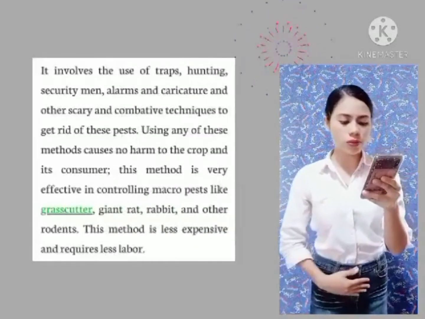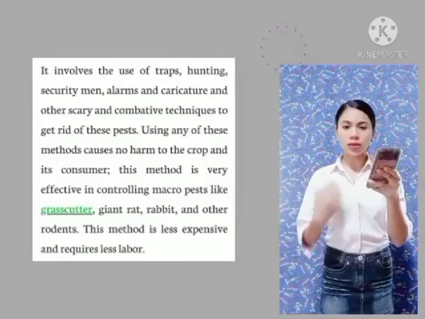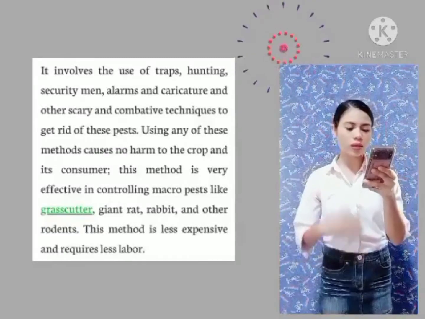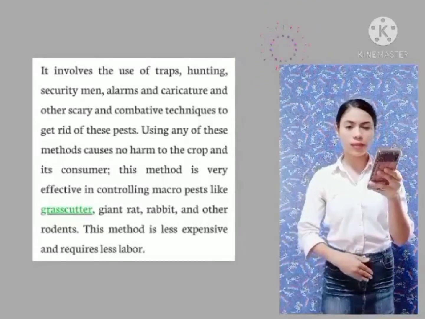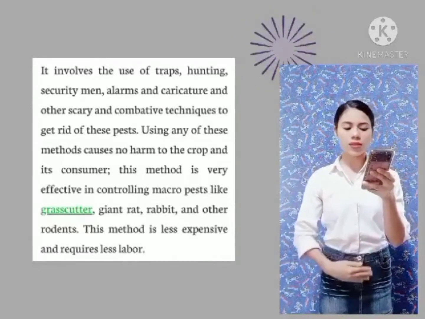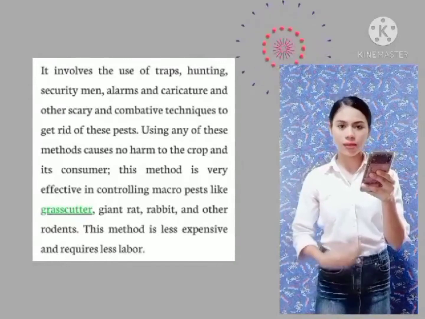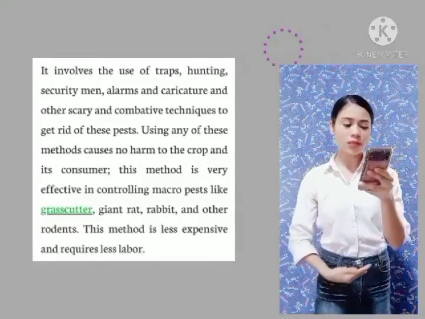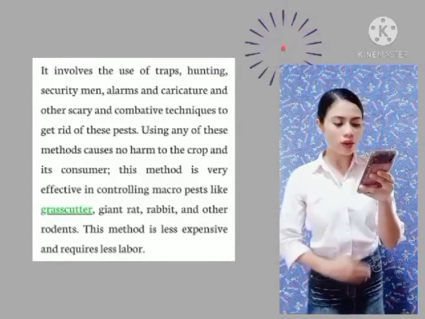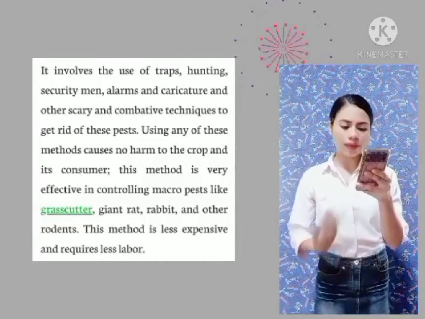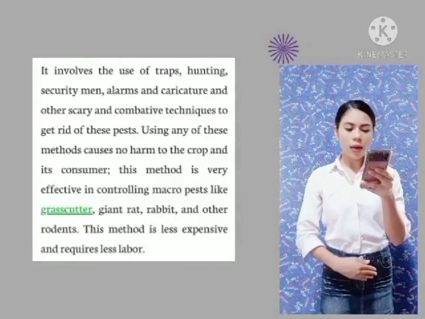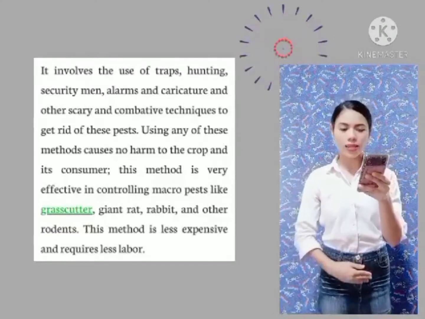It involves the use of traps, hunting, security men, alarms, and other scary and combative techniques to get rid of these pests. Using any of these methods causes no harm to the crop and its consumer. This method is very effective in controlling macropests like grass cutter, giant rat, rabbit, and other rodents. This method is less expensive and requires less labor.